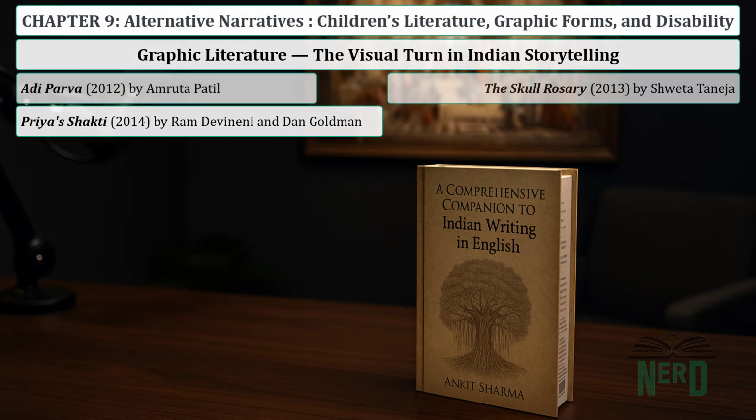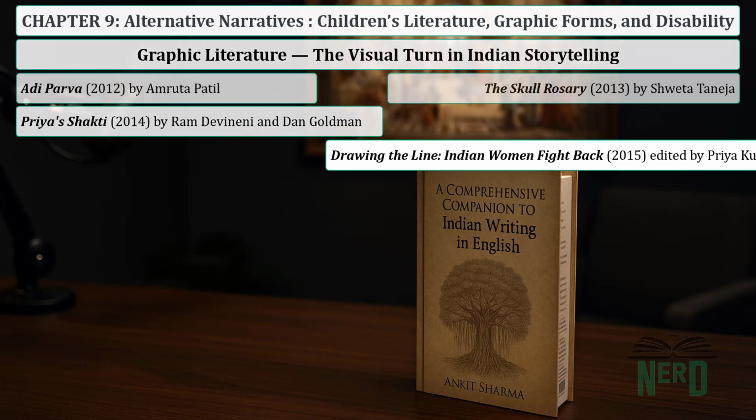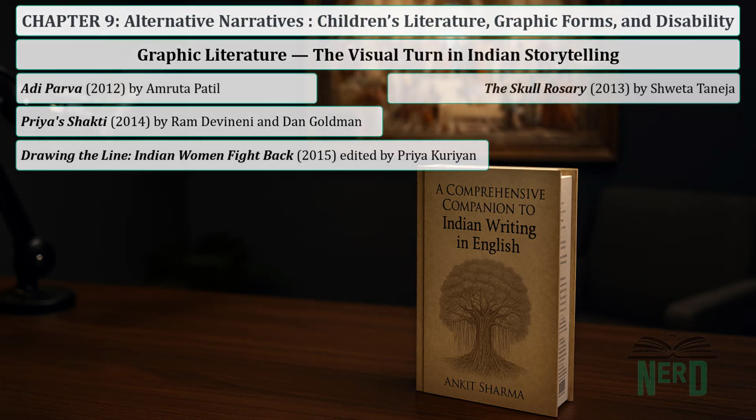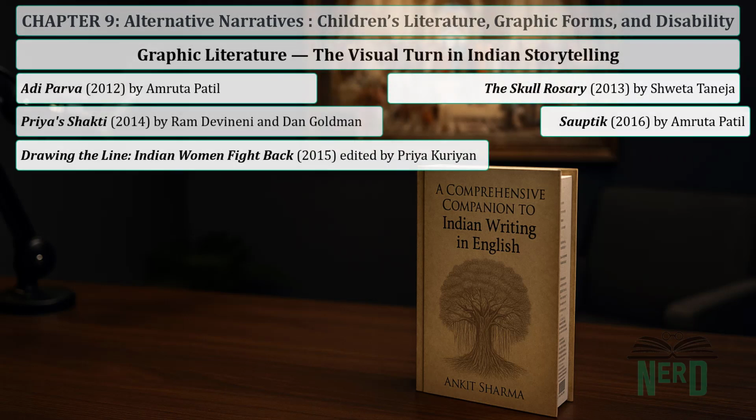Then in 2015 came Drawing the Line, an anthology curated by Priya Kuryan, where Indian women artists drew stories of rebellion, trauma, and self-assertion. Each panel a protest, each stroke a refusal. Amruta Patil returned in 2016 with Sopan, a sequel to Adi Parva. Narrated by Ashwathama, this graphic novel bridged war's aftermath with questions of ecology and ethics.